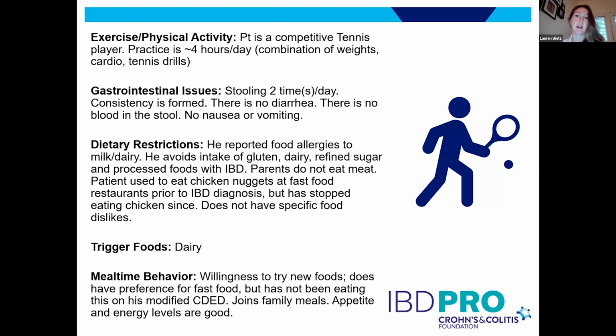These practices included a combination of weight training, cardio, and then tennis drills. He did not have any GI issues. He reported that he was going to the bathroom twice a day. Consistency was formed. No other concerns there.